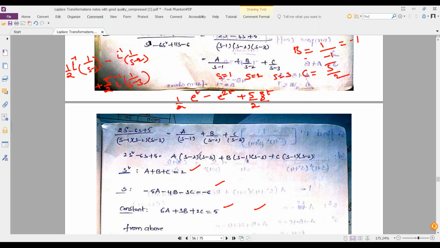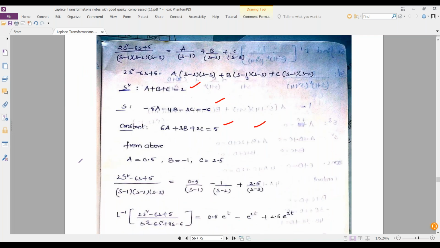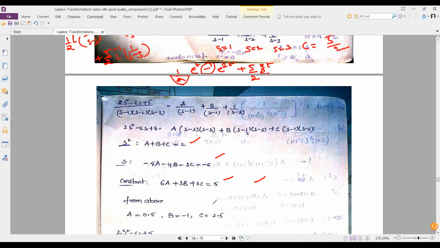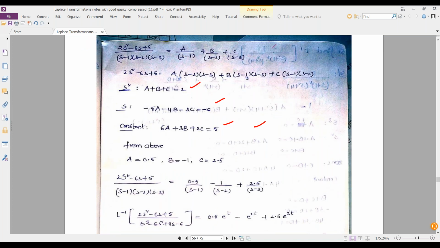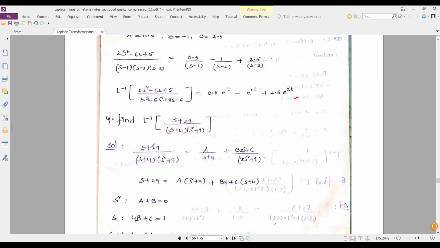Anyhow, A is, as we said, 1 by 2. That one he mentioned here as 0.5. B is minus 1, and C is 2.5. So 5 by 2 means 2.5. On simplification, we may get this one.